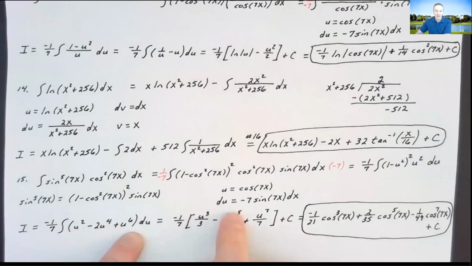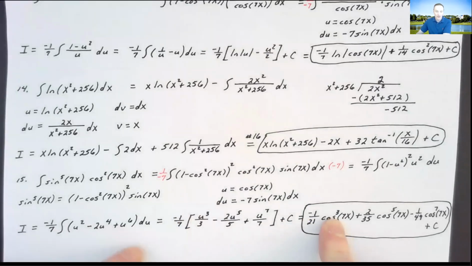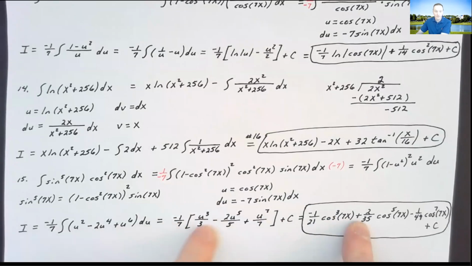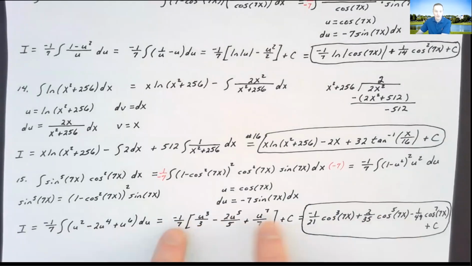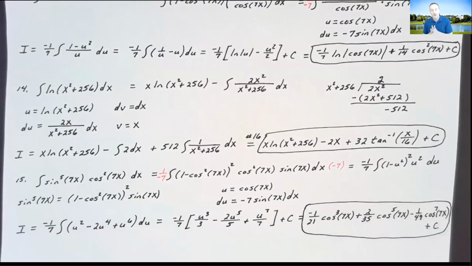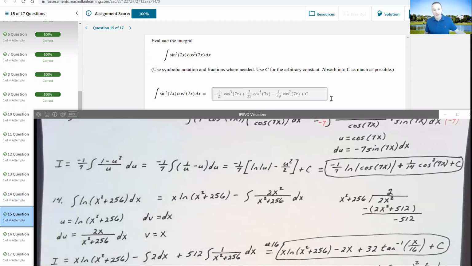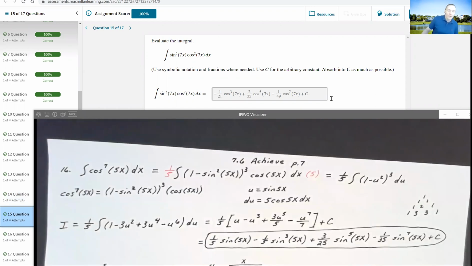After you distribute the negative 1/7 throughout all the terms, you'll get negative 1 over 21. And since u is the cosine, you'll get cosine cubed of 7x. And then you'll have plus 2 over 35 cosine to the 5th of 7x. And then your last term would be minus 1/49 cosine to the 7th of 7x. And I ran out of room for the constant of integration, so I just put it there below. And just to double check here, 15, you'll see that that's how I entered it in and achieved that answer as well.